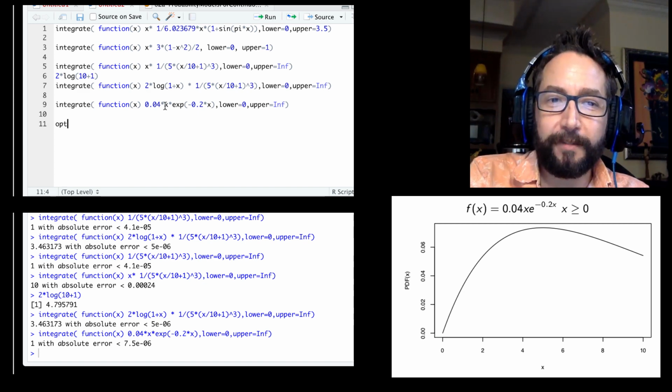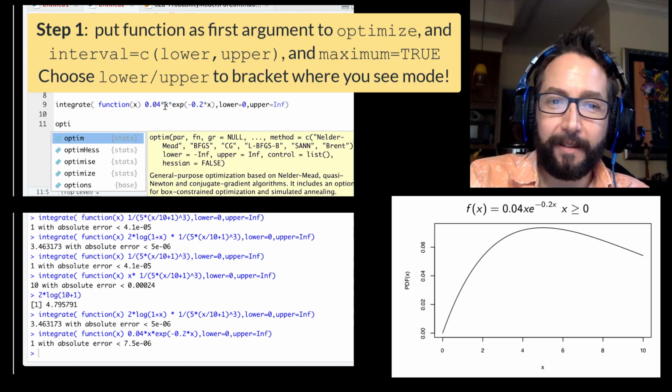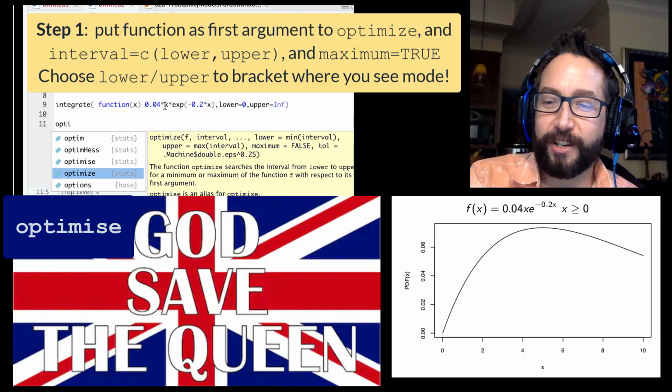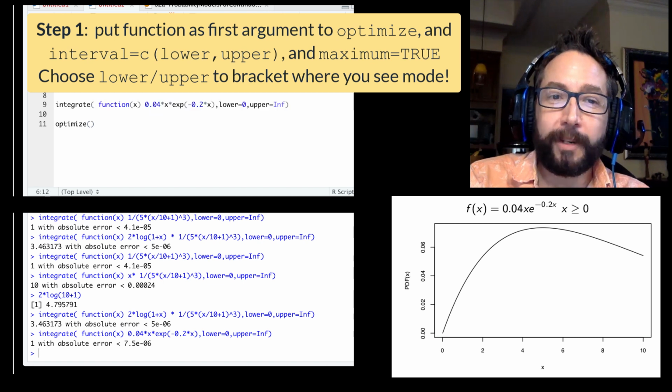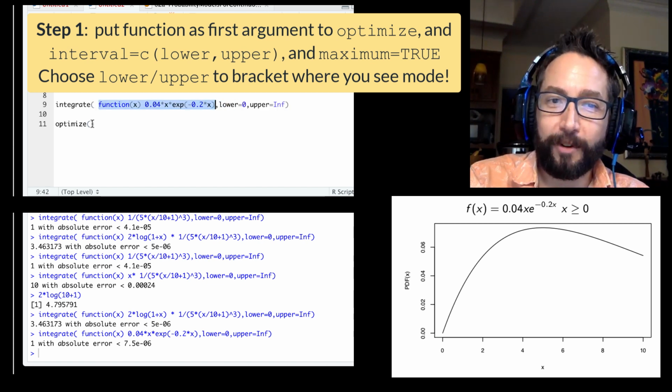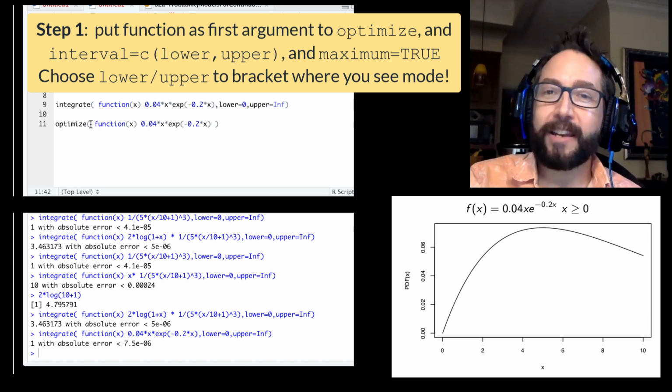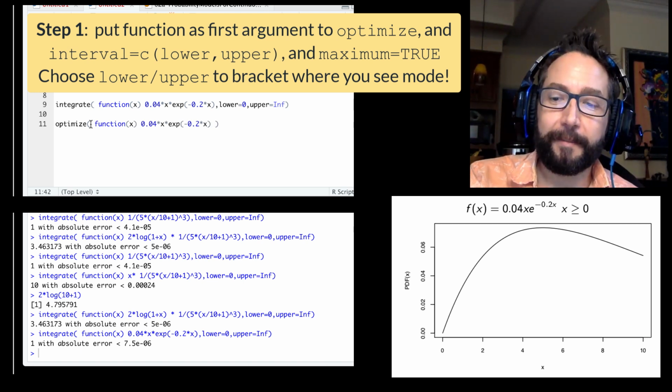Great. So where am I going to find the mode, the peak of this distribution? Well, we're going to use the function optimize. With a z, if you're British, you can use the s. And so for our first argument of optimize, what we're going to do is to just copy-paste what the function is that we're trying to find the peak of. Function x, and then our formula for the PDF.